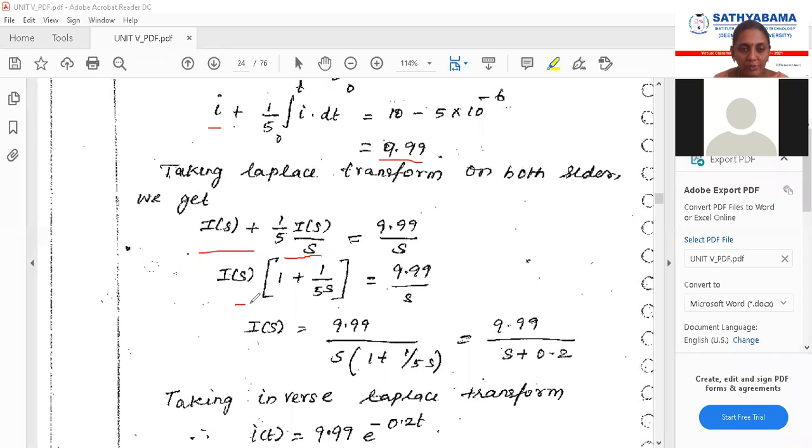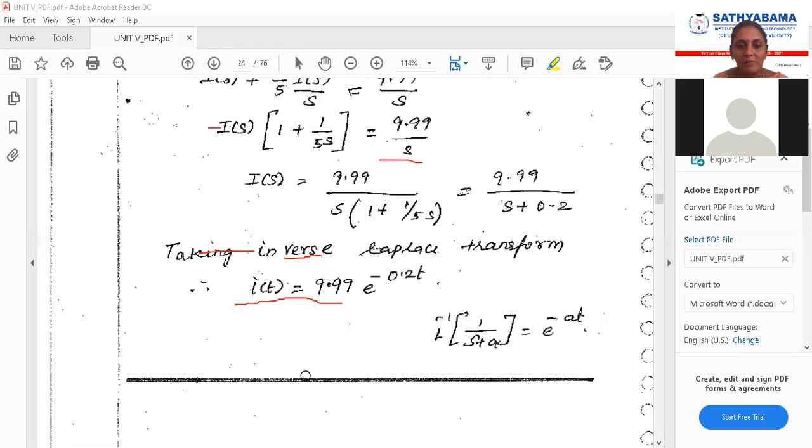So you will have I of s into 1 plus 1 by 5s is equal to 9.99 by s, or rearranging, I of s is equal to 9.99 divided by s plus 0.2. Now this is of the form 1 by s plus a, so it is easy for you to take the inverse Laplace, right? So I of t is equal to 9.99 into e power minus 0.2t. 1 by s plus a, when you take the Laplace inverse, becomes e power minus at. This is how you move about it.